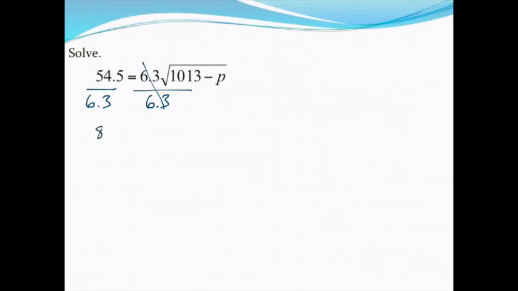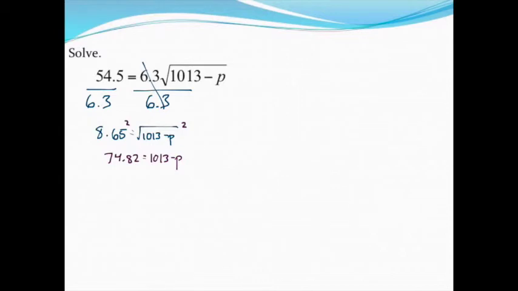So dividing this out, I come up with 8.65, if I round that off, is equal to the square root of 1013 minus p. At this point now, because the square root is isolated, I can go ahead and square both sides, and I'm squaring since I was dealing with a square root. That gets me about 74.82 is equal to 1013 minus p, and once again I have a hopefully very simple linear equation to solve.